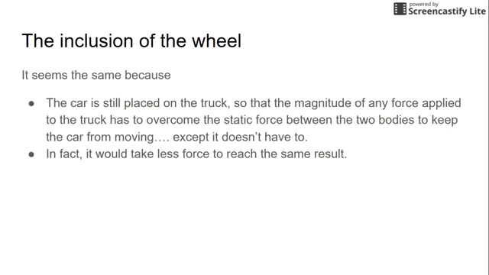So it seems the same because the car is still placed on the truck, so the magnitude of any force applied to the truck has to overcome the static force between the two bodies to keep the car from moving. Except it doesn't have to. In fact, it would take less force to reach the same result.